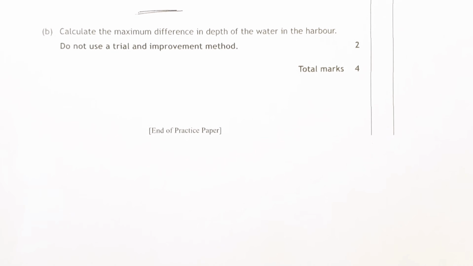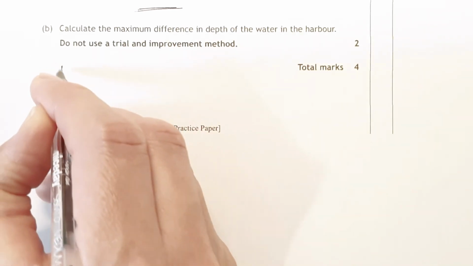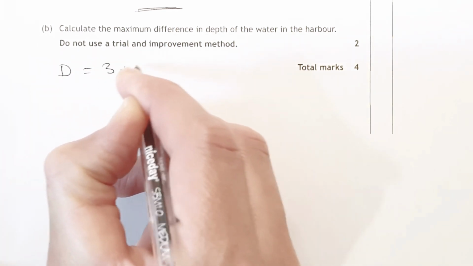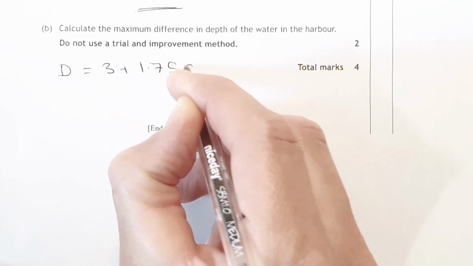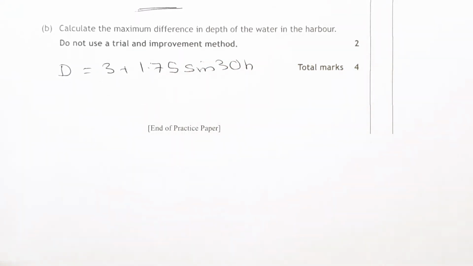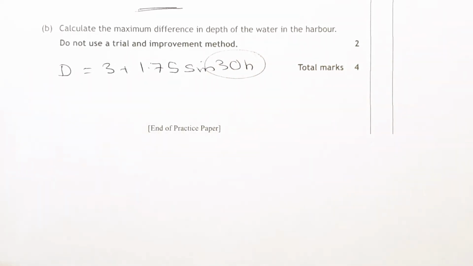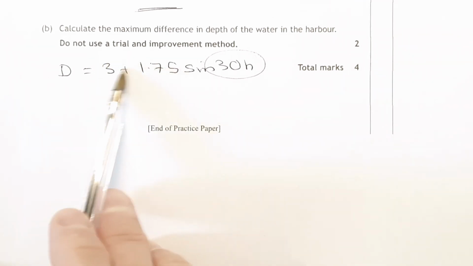Now for part B, I'm going to show you 2 ways of doing it. One way is slightly longer than the other, but it helps you understand it a wee bit better. But I'll show you the other way as well. Now, just a reminder of the equation. D equals 3 plus 1.75 sine 30h. Now we can look at each different part of the equation and think about what it would do to the graph. This part here changes the period. That doesn't change the maximum, minimum. That doesn't have any effect on that at all. So it's these numbers here we're going to look at.